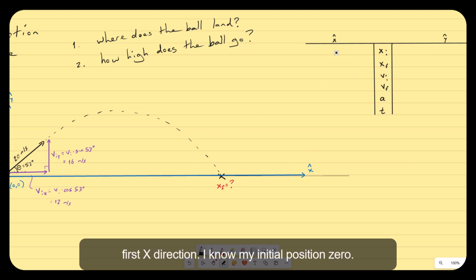First, x direction. I know my initial position is 0. My final position I don't know, but it is what I'm trying to find. My initial velocity in the x direction, that's 12 meters per second. I found that by breaking my vector into components. I'm going to skip v final for just a moment. My acceleration in x. Once I'm in the air, there is nothing acting horizontally. The only thing that's acting on the ball once the ball is in the air is gravity. Gravity pulls straight down, so it does nothing horizontally.